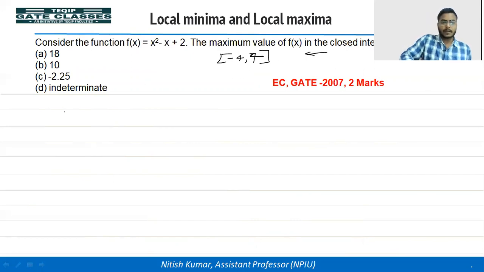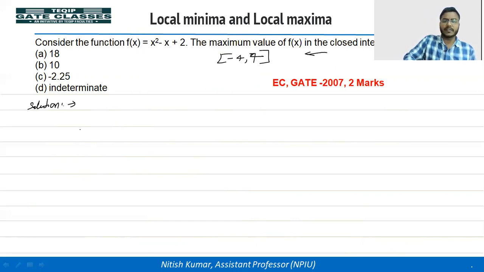Maximum value of f(x). See, when the range is given and you have to find the maximum value, you have to always find the absolute maximum. You have to take the local maxima and local minima. You have to check the end conditions also, right? So let's calculate that.